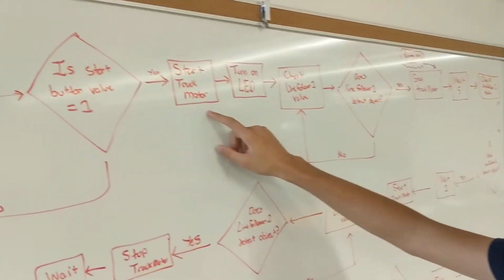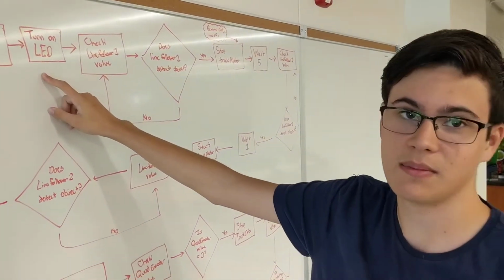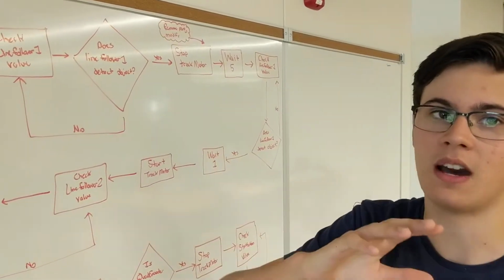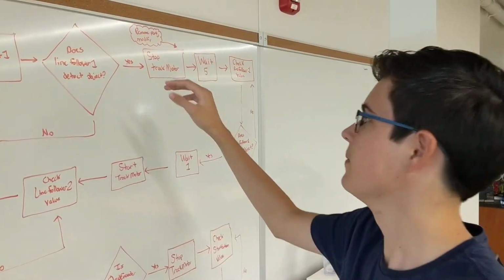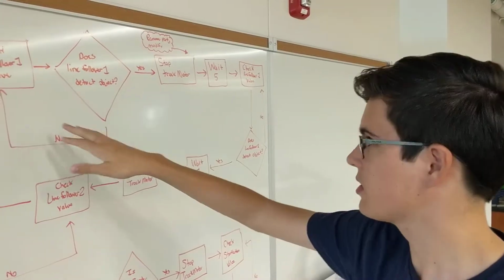So when it equals 1, the program starts the track motor, turns on the LED because the system is now running, and it checks the first line follower value because now the object is moving to the first checkpoint. So it checks, does the line follower detect an object? No, then it keeps going in the loop.